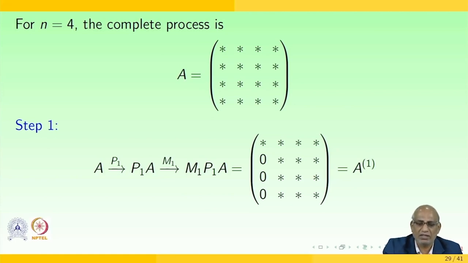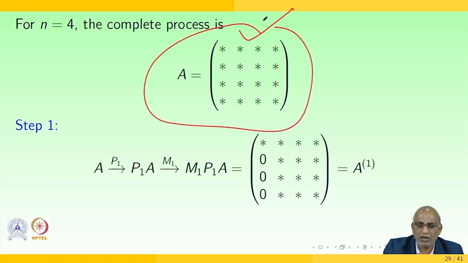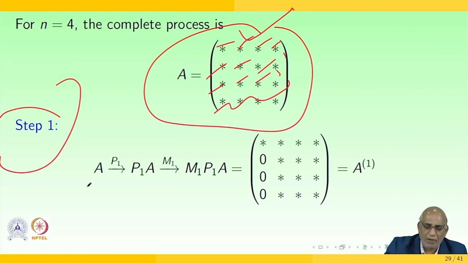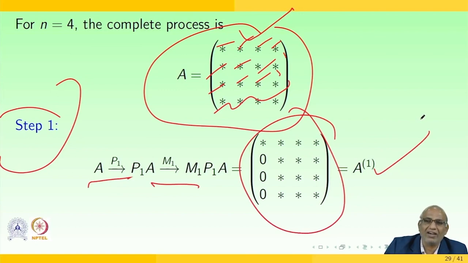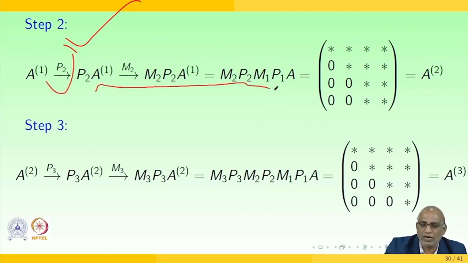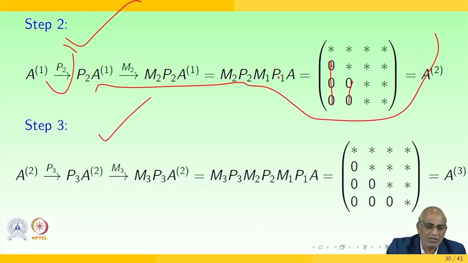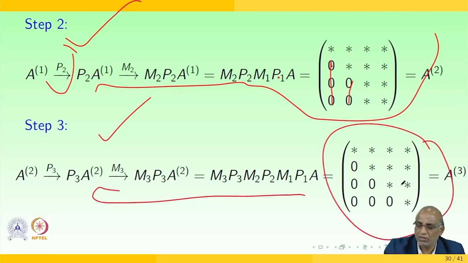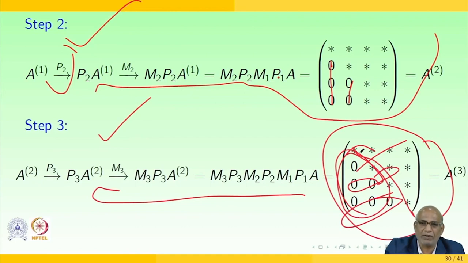For n equal to 4, the complete process is like this. So A is equal to these elements. In step 1, when you apply permutation matrix P1 and multipliers, you get the matrix like this. This I call A1. When you go to step 2, you operate P2 on A1. So you get a matrix like this. These are zeros, these are zeros. Second upper triangle matrix. In step 3, P3 A2, like that you will get. So this will be like this. There is a scope over here. So this is 0, this is 0, this is 0. So you would be making these zeros so that your computation will become better and better.